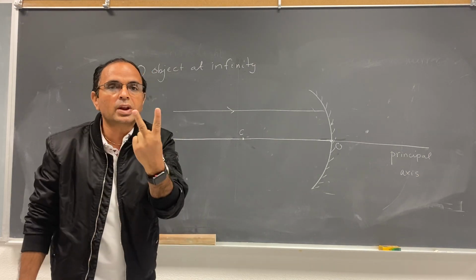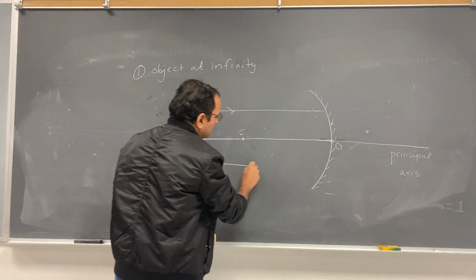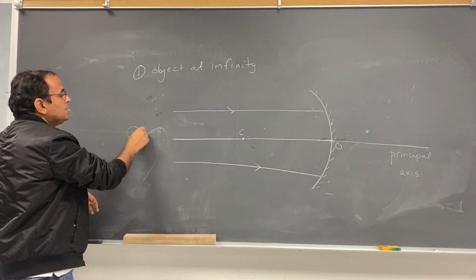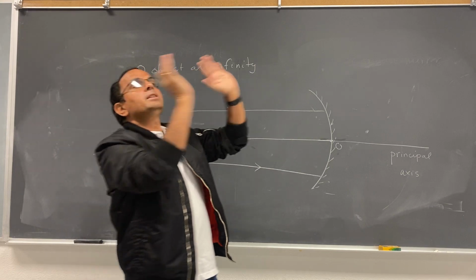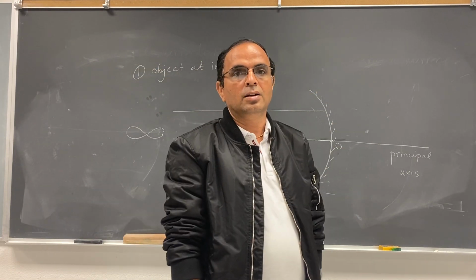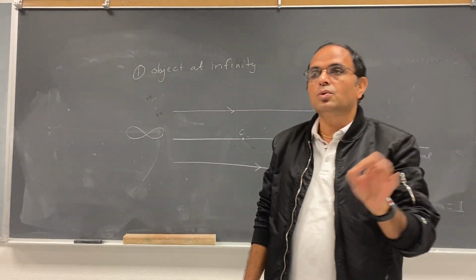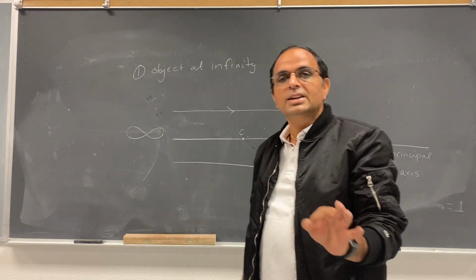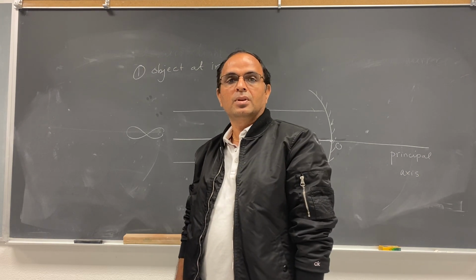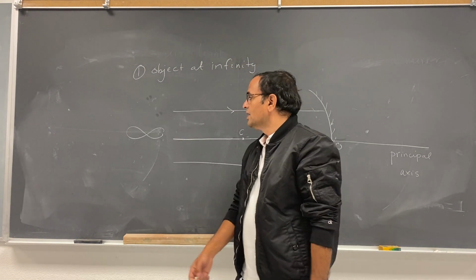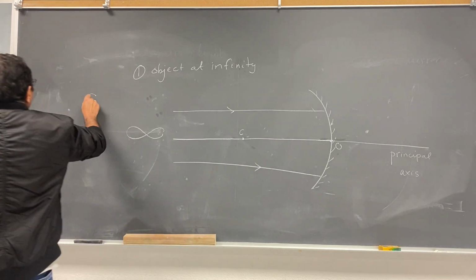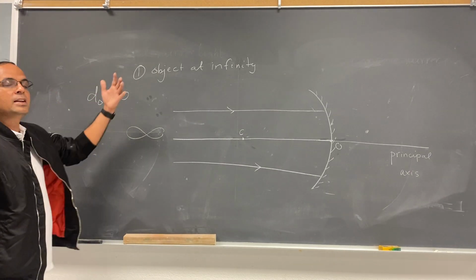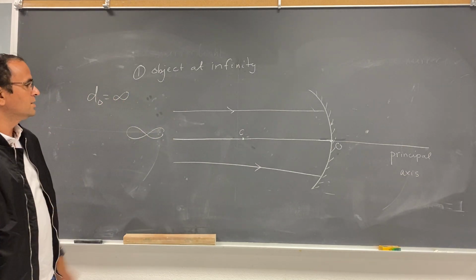You need at least two rays. So another ray is this. These two rays are coming from infinity because your object is really very far, like the sun. So in a numerical problem also, if the question says the object is really very far, in that case your object distance is infinity. If d sub O is the object distance, then this is infinity.